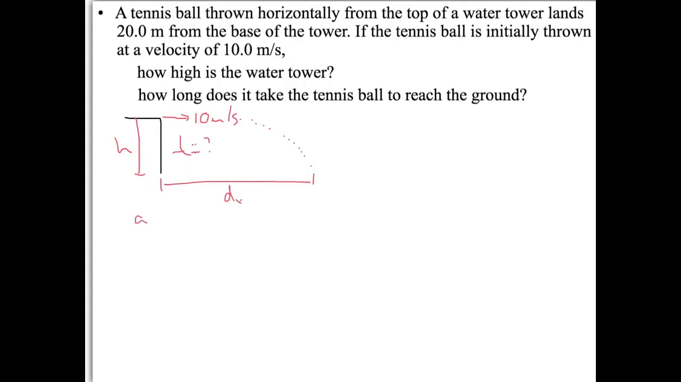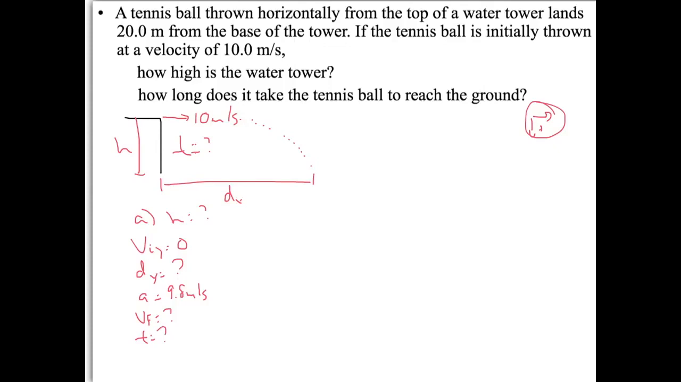So A, how high is the water tower? So H is the question. So now we need to look at the vertical component only. Okay? So we have Vi,y equal to 0. dy, or H in this question, is the question mark. a is going to be 9.8 meters per second squared, because we are going to say right and down is positive. Vf we don't know, and time we don't know.